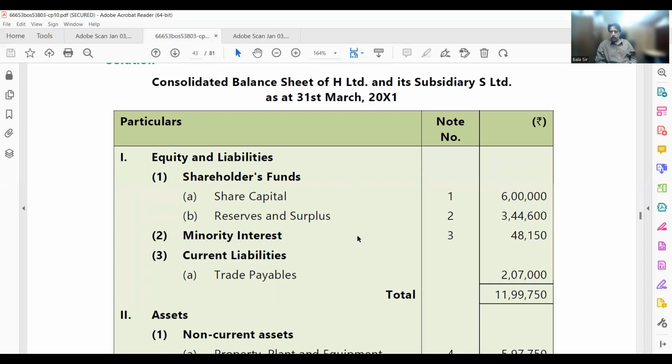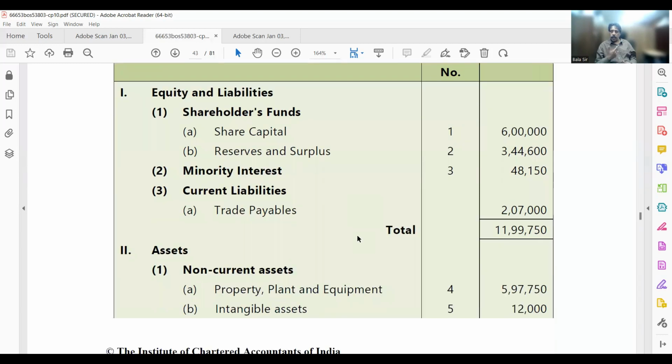Note number 2, 3,44,600. Nothing but you can refer to what? Step 6. What are the numbers you got? I think 2,40,000 and 1,04,600. Exactly. That's your 3,44,600. Next. 2, minority interest. Note 3, 48,150. You say refer to step number 3. Next. 3, current liabilities. A, trade payables, 2,07,000. Nothing but adding up both the trade payables, mine and yours, right?